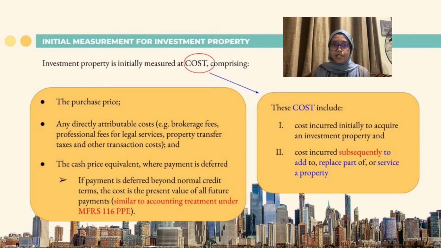The cost of a purchased investment property comprises its purchase price and any directly attributable expenditure. Directly attributable expenditure includes, for example, professional fees for legal services, property transfer taxes, and other transaction costs. If payment for an investment property is deferred, its cost is the cash equivalent. The difference between this amount and the total payments is recognized as interest expense over the period of credit.